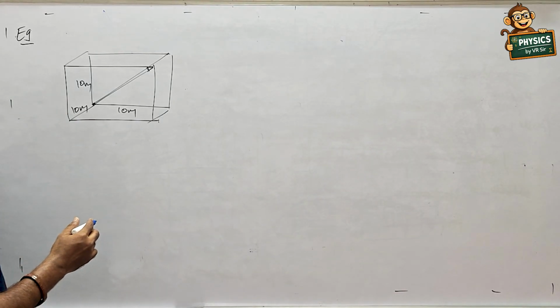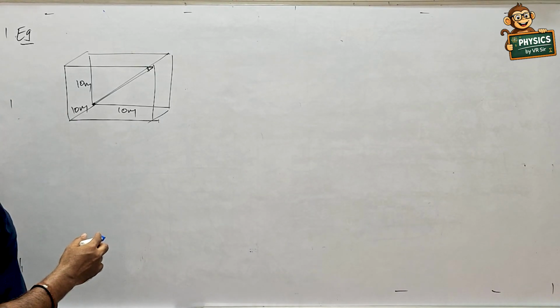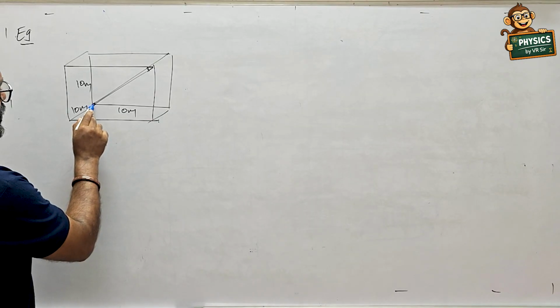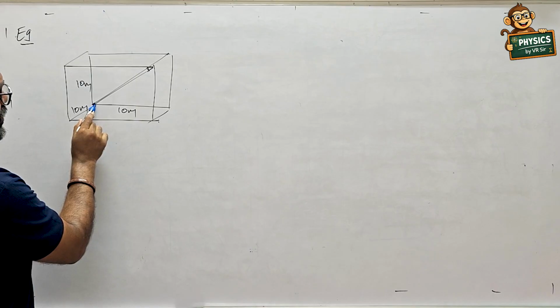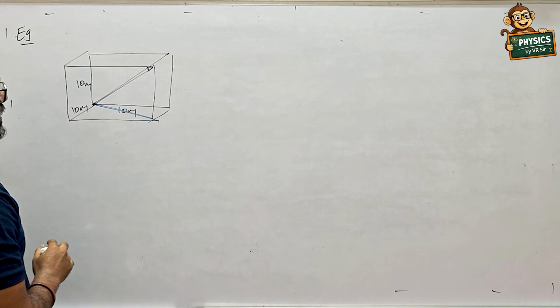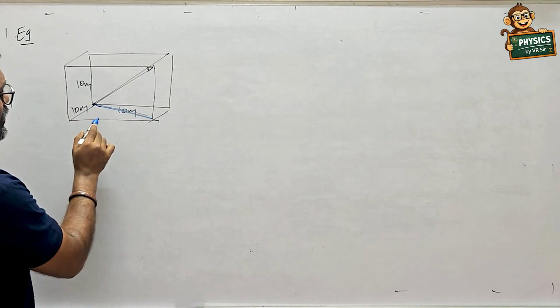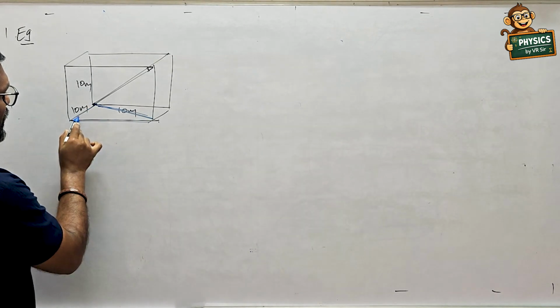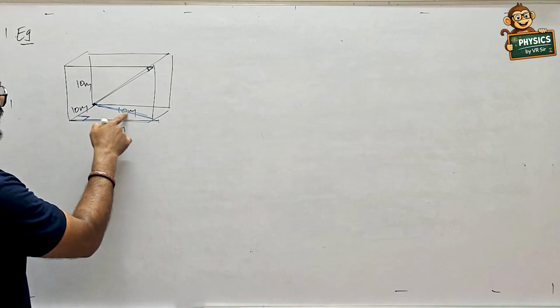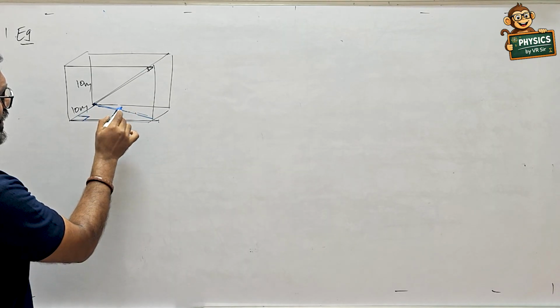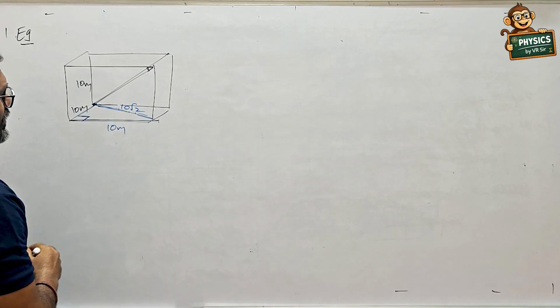So now if you look at here, from here to here, the shortest distance. First up, what is this length? This length is nothing but this and this. These are perpendicular to each other. This is 10 meters, this is 10 meters. Then this length is going to become 10 root 2, isn't it?